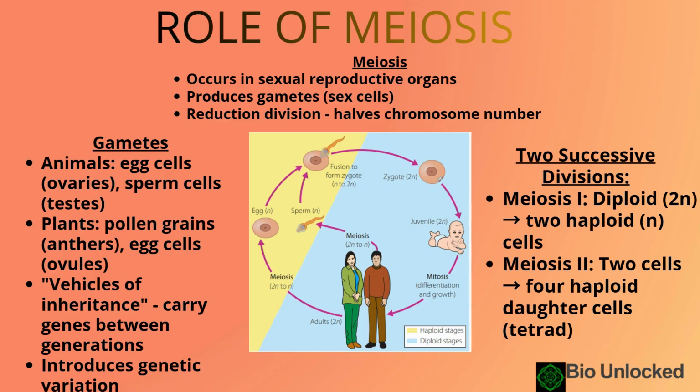These gametes are vehicles of inheritance, basically, because they carry genes from one generation to the other. Meiosis also introduces genetic variation. We'll cover that more in chapter 5. Now let's hop on back to DNA.